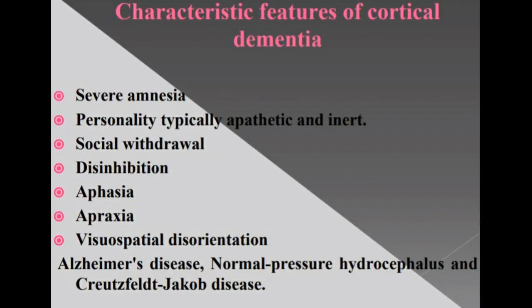While for the characteristic features of cortical dementia, here the cortex is initially involved. So the patient typically presents with severe amnesia, personality typically apathetic and inert, social withdrawal, disinhibition, aphasia, apraxia, and visuospatial disorientation. The commonest examples are Alzheimer's disease, normal pressure hydrocephalus, and Creutzfeldt-Jakob disease.